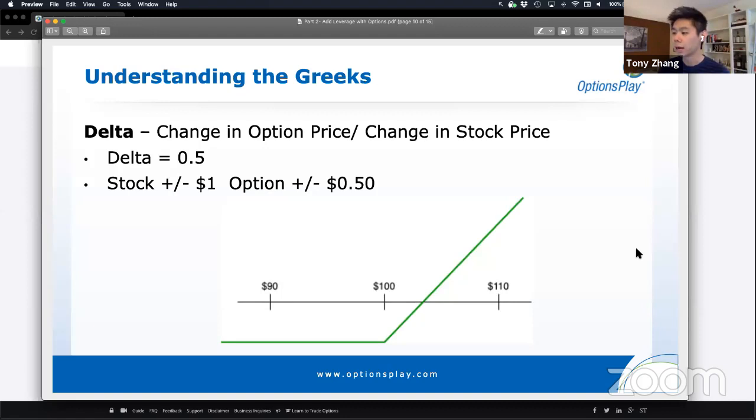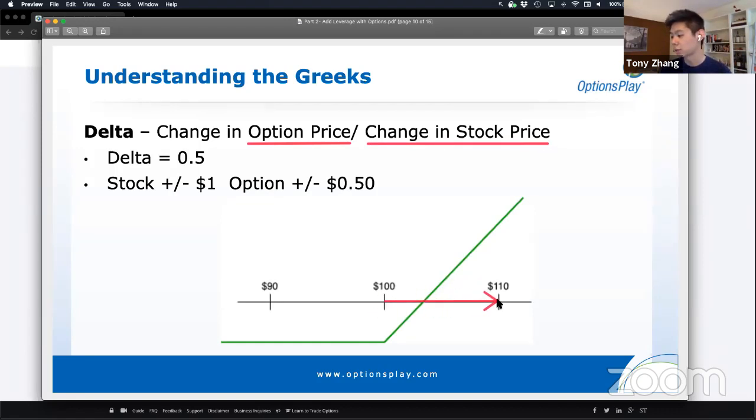So I think, first of all, delta is by far the most important Greek for anyone to learn, because delta is really the Greek that has the largest impact on your P&L. So whenever you buy or sell a call or a put, delta is what's going to influence the value or the change in the value of that put option or call option the most. So delta simply tells you the change in the price of the option with respect to the change in the stock price.